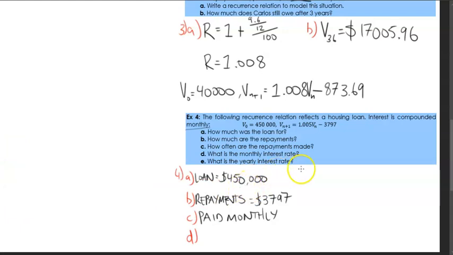What is the monthly interest rate? All right, so the monthly interest rate, we need to figure out a few things. Because this recurrence relation is happening monthly, and we need to find the monthly rate, all we need to do is find the difference between 1.005 and 1, and then just multiply this by 100 because of that common ratio here. In this case, the monthly interest rate is at 5%.